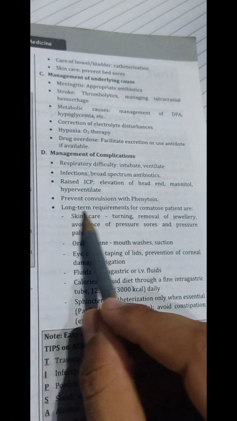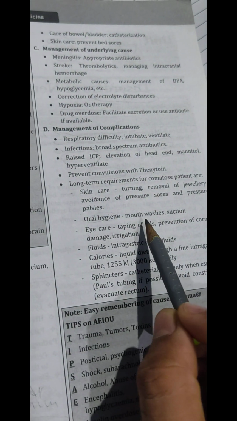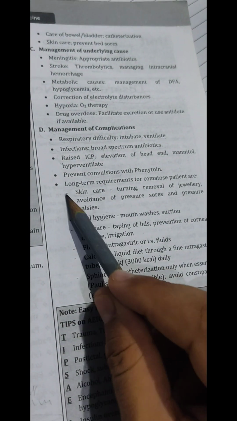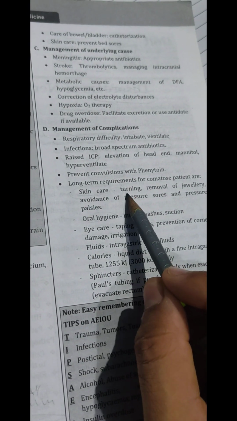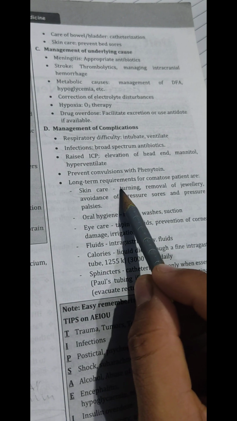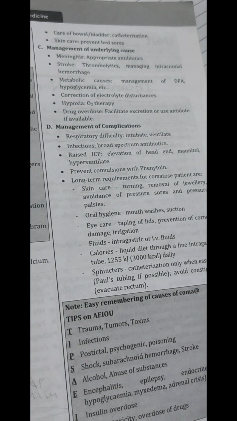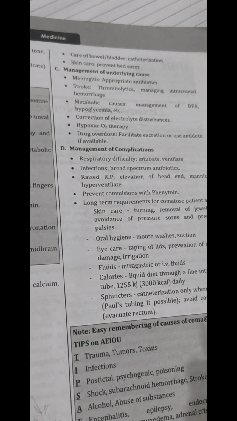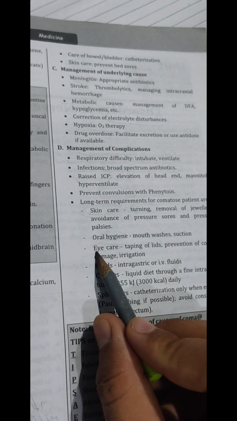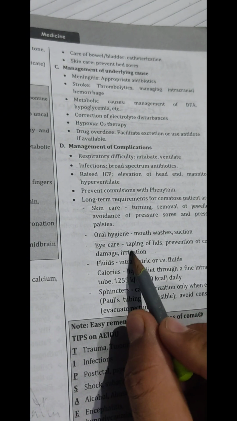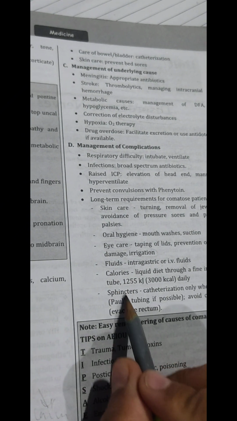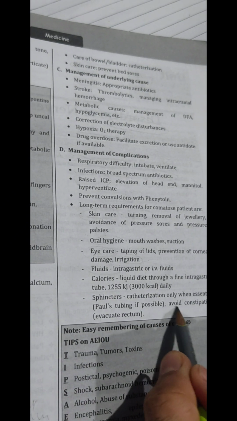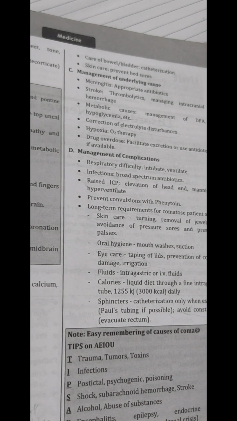In long term care, we should take care of oral hygiene by proper brushing technique. We can give skin care by turning him, not maintaining the posture for a long time. Eye care should also be done, like washing the eye and irrigating it. We can also give fluid. We should avoid constipation in this patient.